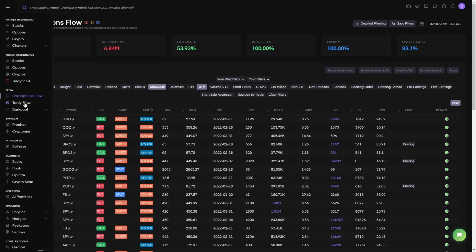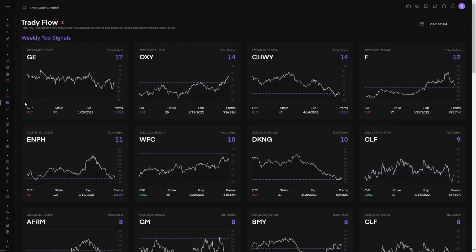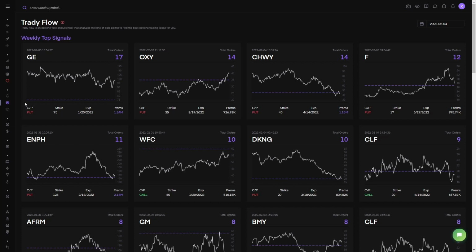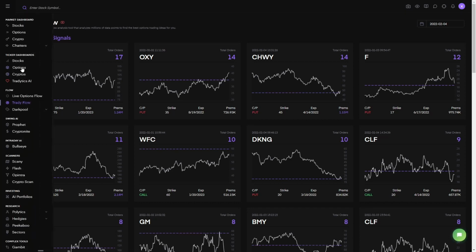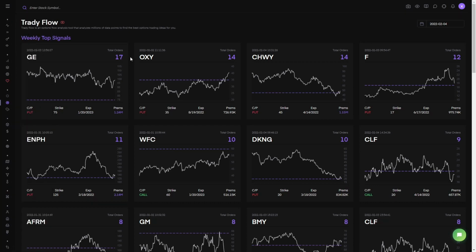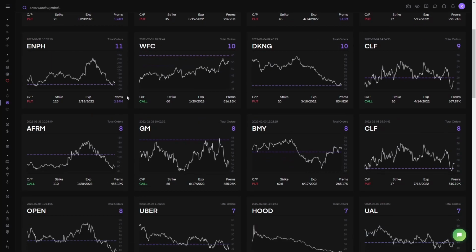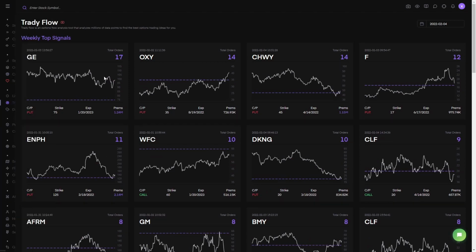Other than that though, during the trading day, I'm specifically talking about intraday, those are really the three things I stick to. So options, Tradytics AI, and then the live options flow scanner. I will also check out Tradytics Flow. I typically do this after hours to just see if there were any recent big orders on a specific strike in a stock. So you can see for GE, there's 75 strike puts for 1/20/2023. I'll take this into account, then go to all these other tools and check out the information.